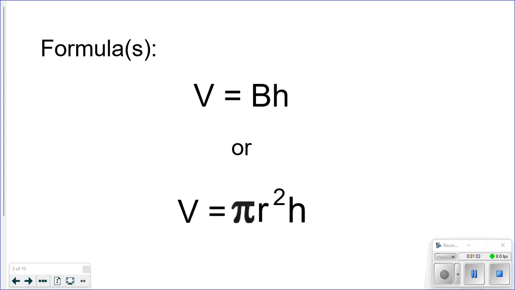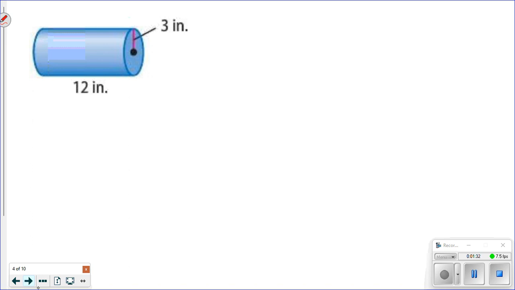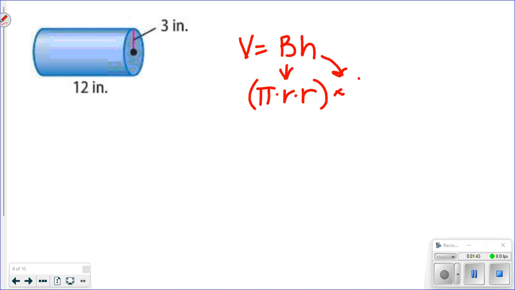Well, the base is a circle, which leads us to this, because this is the area of a circle. If you'd rather write it like this, you can, because this would be your circle, and this would be the height of your cylinder. So seriously, it's the area of the base, your big B, times your height. We're going to use these today to figure out the volume of a cylinder. Here's my first one, and I'm going to write out my formulas again. We know my base is a circle, so this is what my big B would be, times my height.